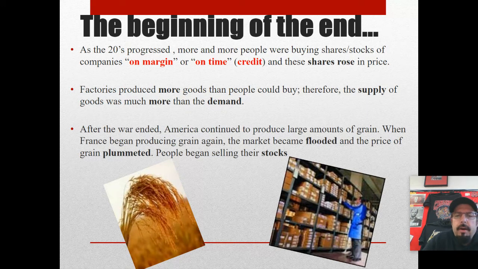After World War I ended, America continued to produce large amounts of grain. When France began to produce grain again, well, because they weren't producing it during the war, because their whole bloody country was a battlefield. Eventually, the market became flooded and the price of grain plummeted. People, and I'm being very simplistic here, there's a lot of other factors here, but we were operating on a bubble, and it's somewhat similar to what was happening just before our stocks went down just recently. You get these bubbles. And sometimes these bubbles are artificially created, and at some point they have to, for lack of a better word, burst.